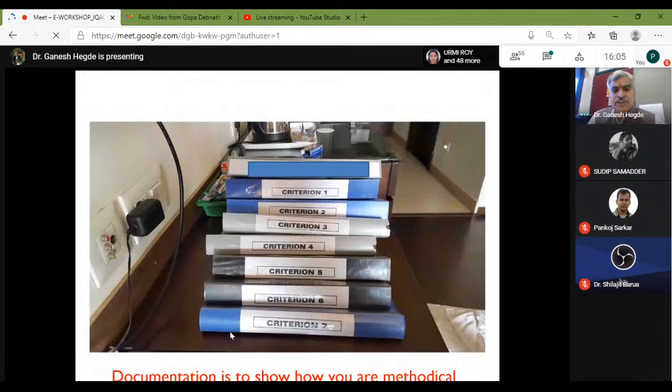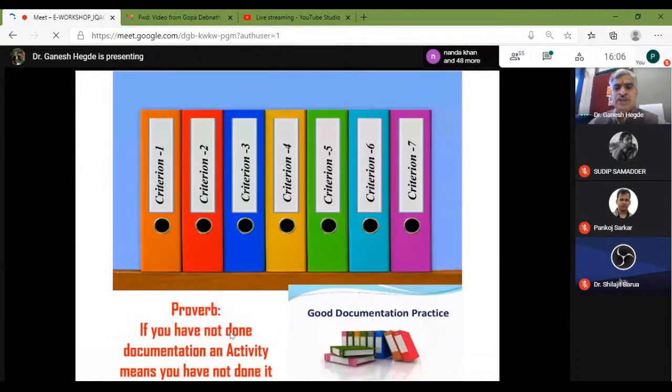IQAC may create criteria 1 to 7. They can have the documentary evidence. What do you mean by documentary evidence? People will say that it's GDP. My GDP is that one: Good Documentation Practice is the GDP. So you need to make a good documentation process in that one.